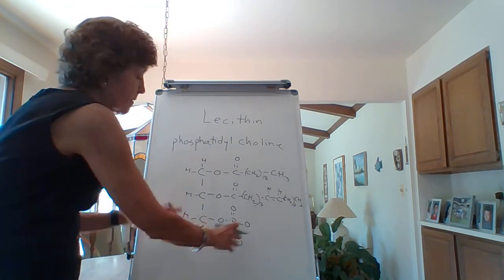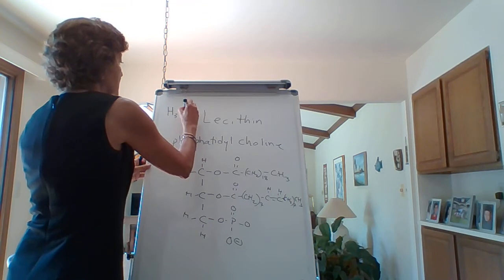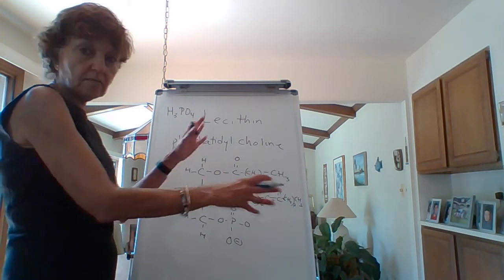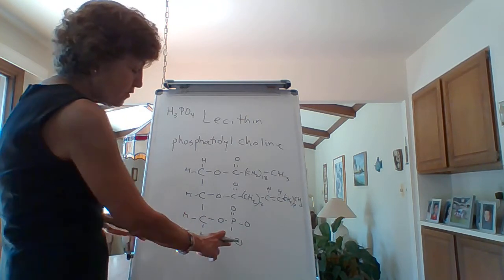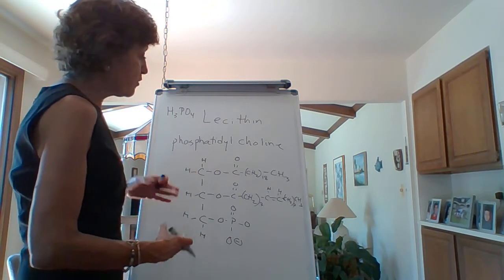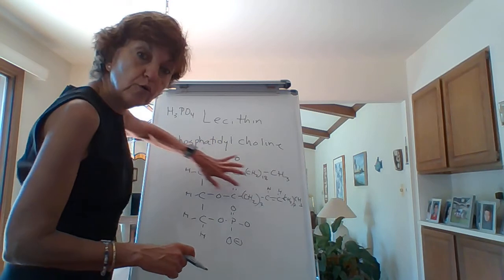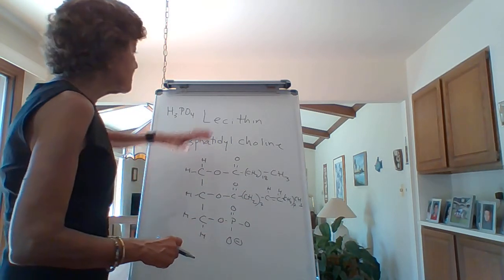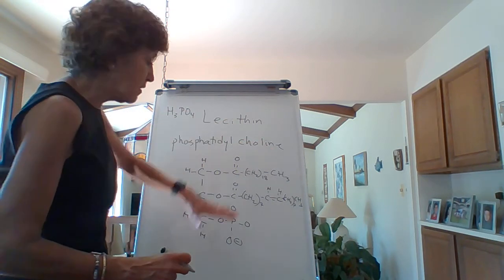HOH goes away. Phosphoric acid, by the way, is H3PO4, and it becomes this. Now, since it's an acid, a hydrogen goes away. You've got a charge. Charge makes it polar. So you're going to notice that with phospholipids, you have these very non-polar tails, and then you're going to have a polar head. Since I'm trying to draw lecithin, I need to add in choline.